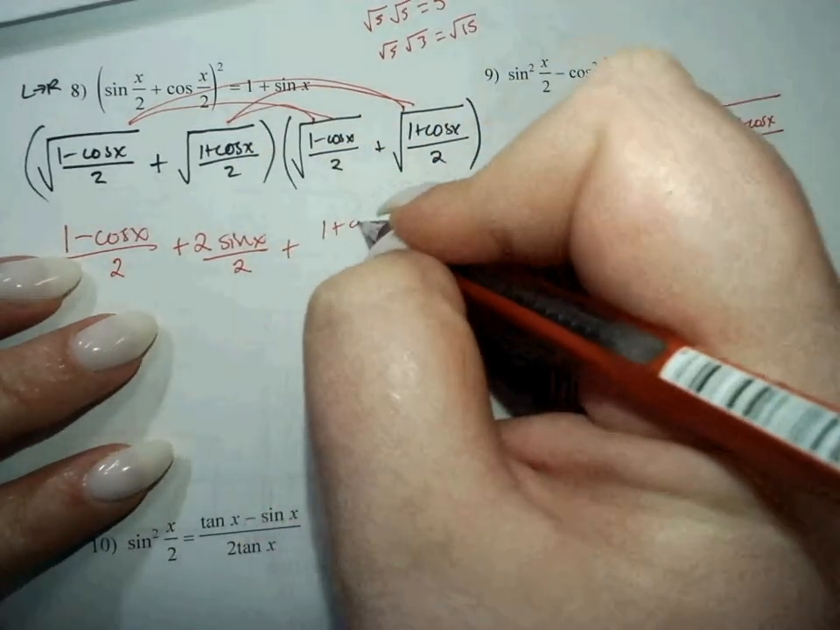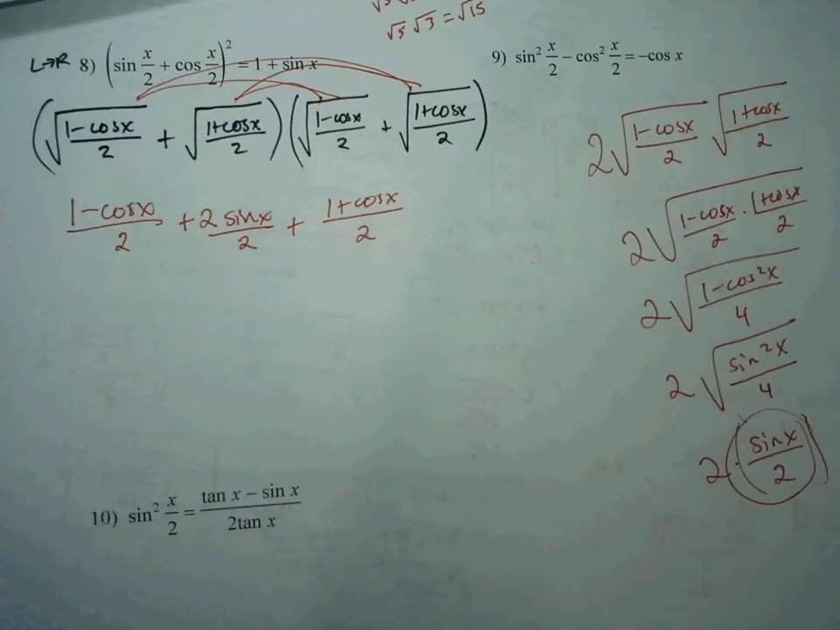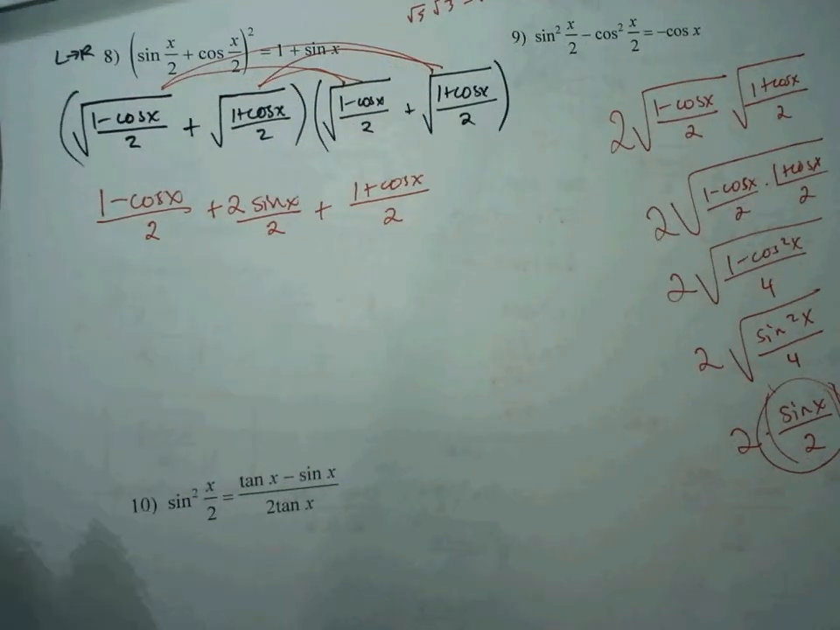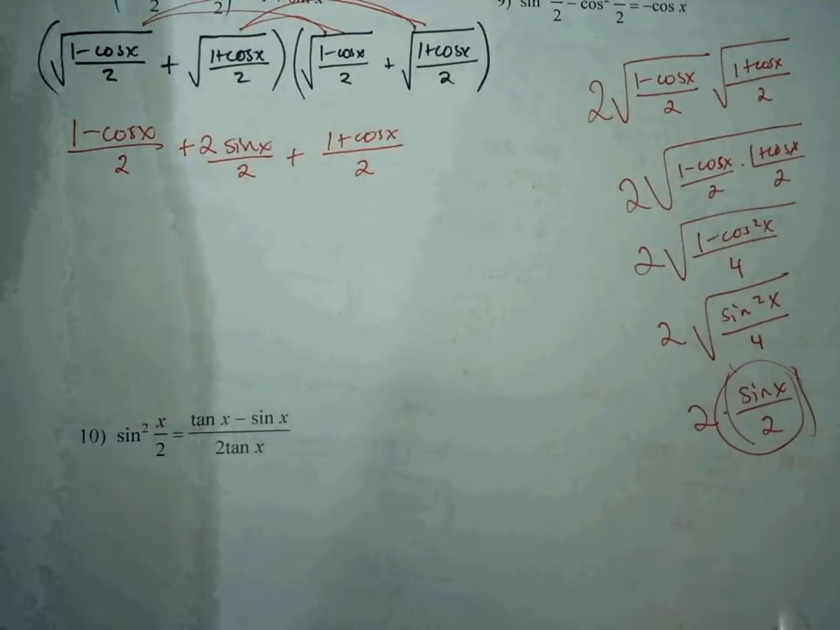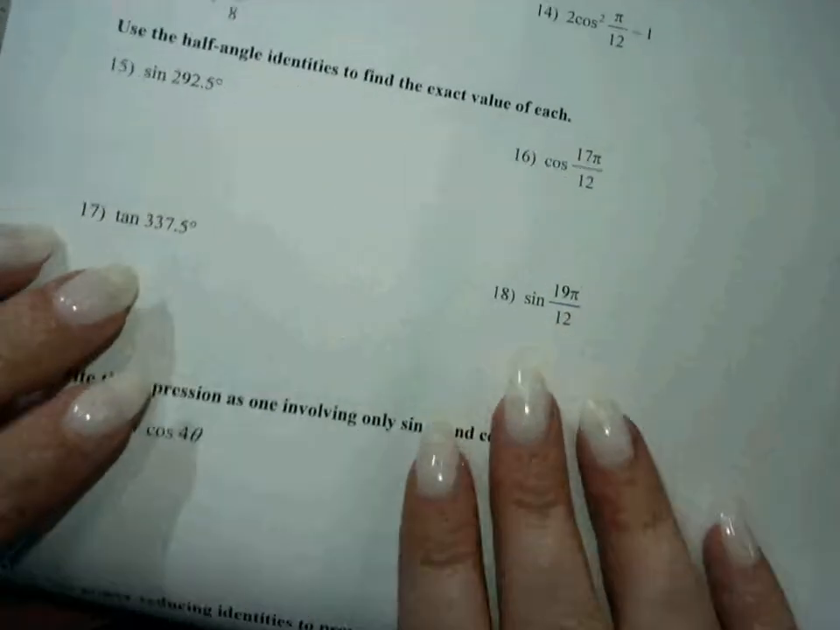And then last, I'm going to multiply this times that. And the square root of this times the square root of that is just 1 plus cosine divided by 2. They all have a common denominator, so what I would expect you to do from here is just add and see what happens. Okay, I hope that helps. And if you still have questions, then you can ask me from there.